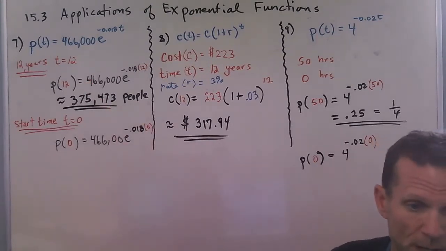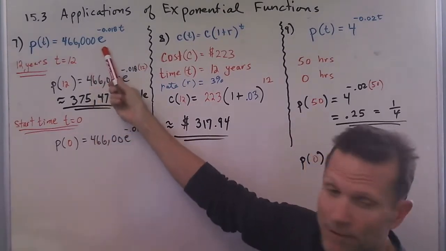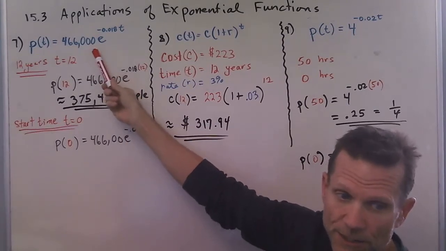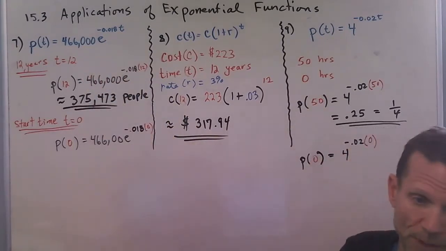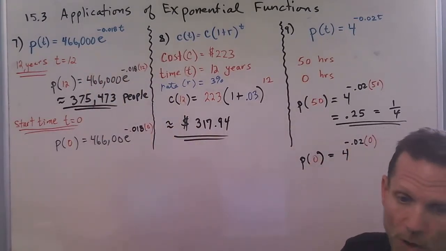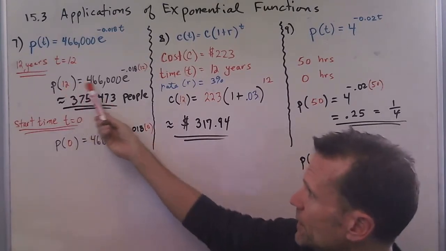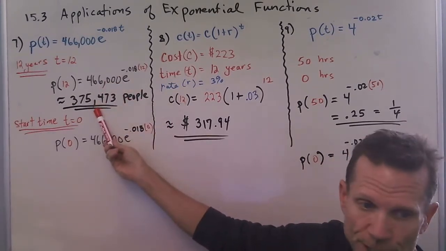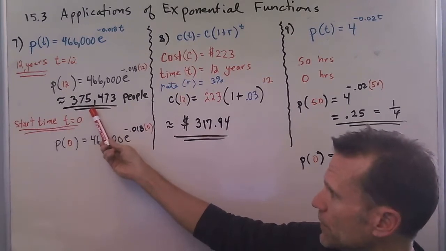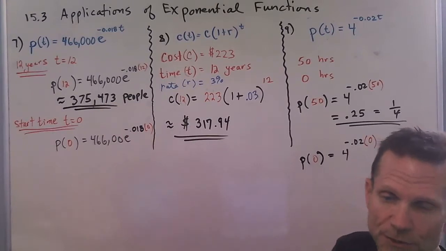This one talks about population decline in a city, and the function is given that represents the decline right here after t number of years. So it asks us to find what happens after 12 years in this model. If we put 12 in for t, we can just get this calculator problem here, and then you should be able to work your answer to 375,473. Okay, I think it says round to the nearest person.